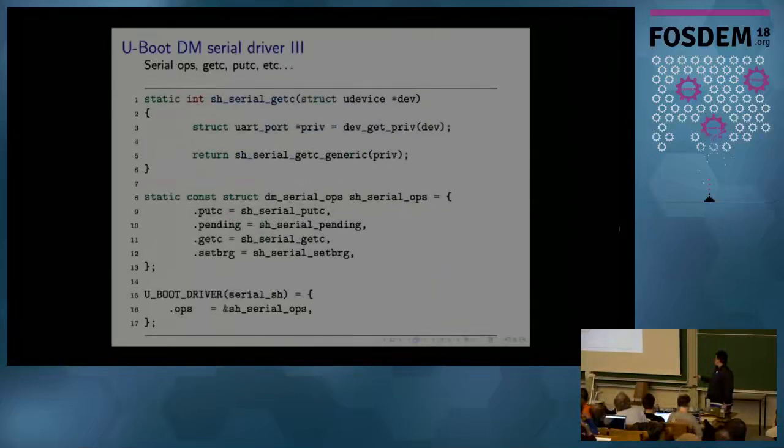And finally, the implementation of the ops. Since this is a serial U-class, we will be using the serial ops, which implement putc, getc, and pending, which checks for a pending character in the serial FIFO. The function is then implemented like so. The device pointer coming in, you can get the private data, and there should be register probing here, but it's implemented in the serial driver.